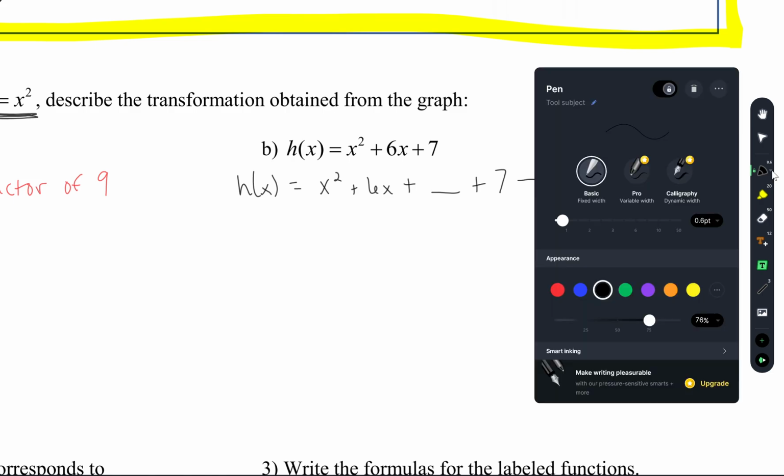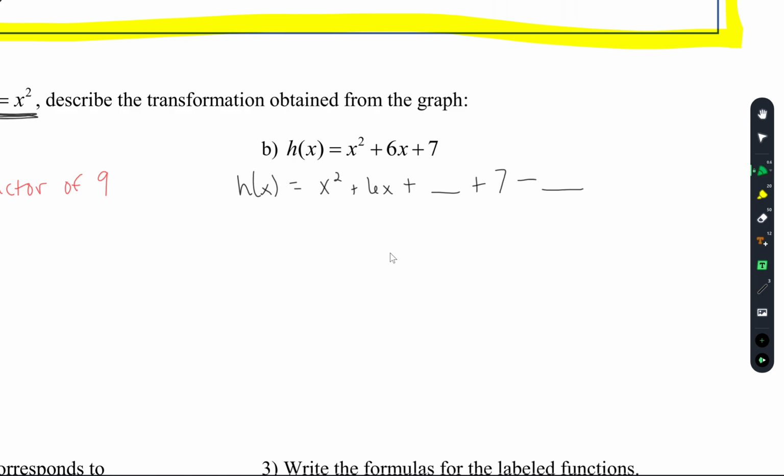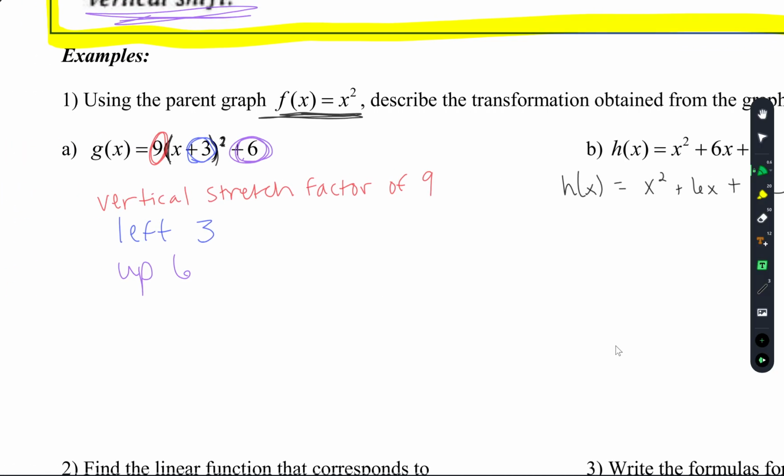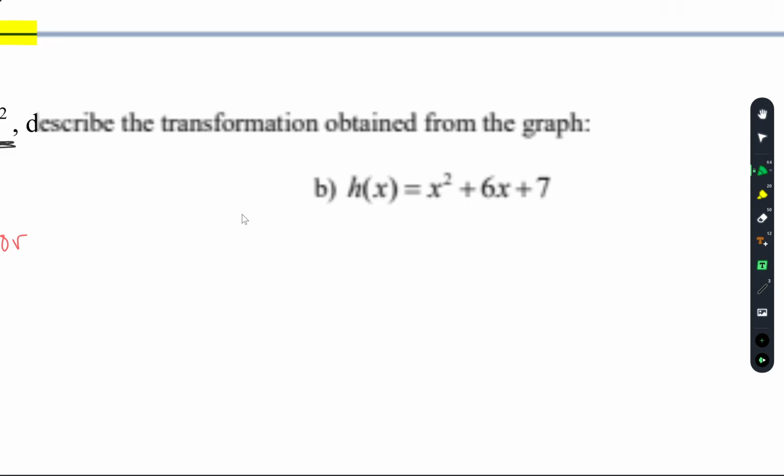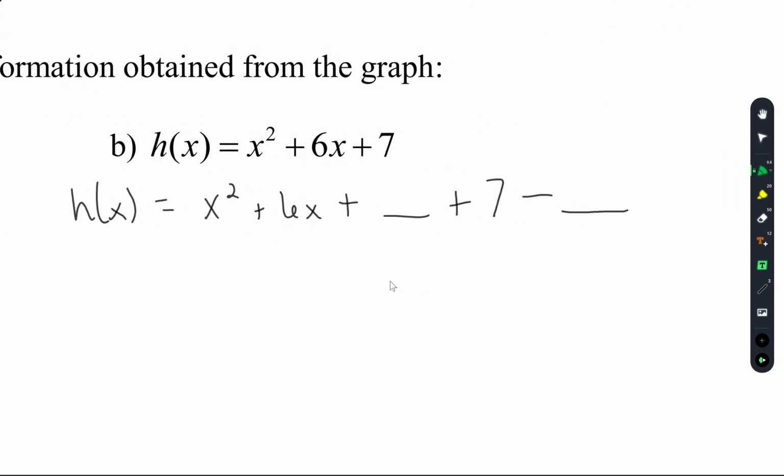Green. You need to come up with this magical number so that this can be factored into that nice, pretty parenthesis square part. So that x plus c quantity squared, that's the goal. You want it to look cute. Okay? So what you're going to do, you have to get that magical number.